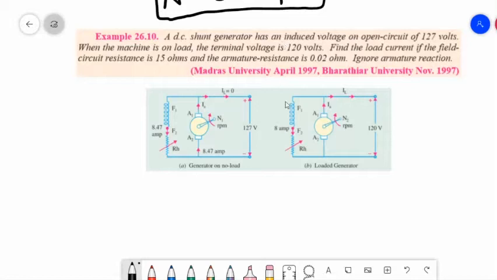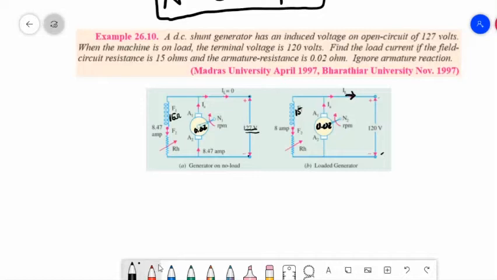In this figure, first figure, the output voltage on no load means there is no connected load in this terminal. So it has a terminal voltage of 127 volts at field resistance of 15 ohms. So this is 15 ohms. And inside this generator, there is an armature resistance of 0.02 ohms. Same here. So we have 15 ohms and 0.02 ohms. When the generator is loaded, its new terminal voltage is 120 volts. So what will be the load current when the generator is loaded? So here, since this is not loaded, the load current here is simply 0 because this is an open circuit.